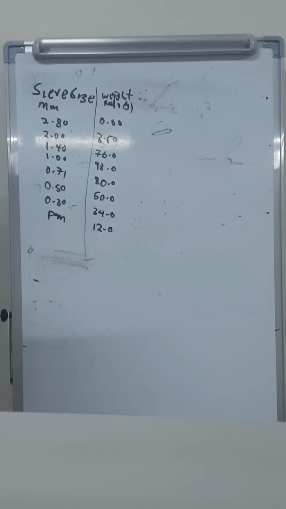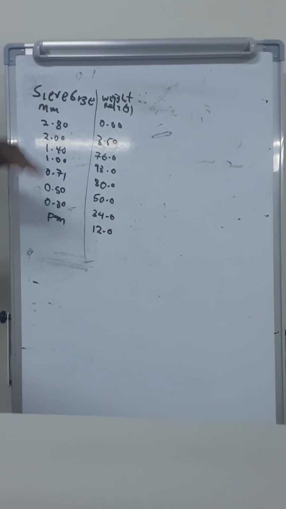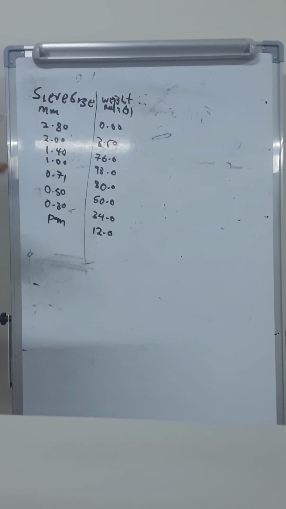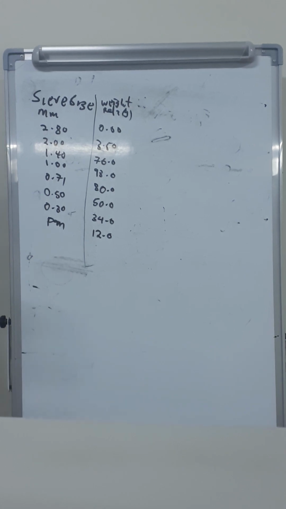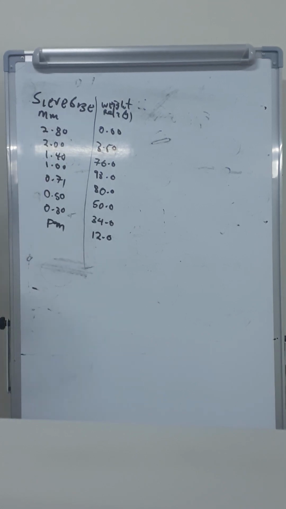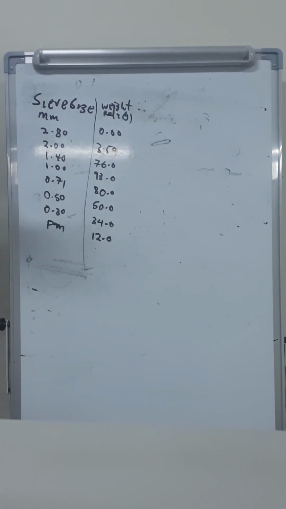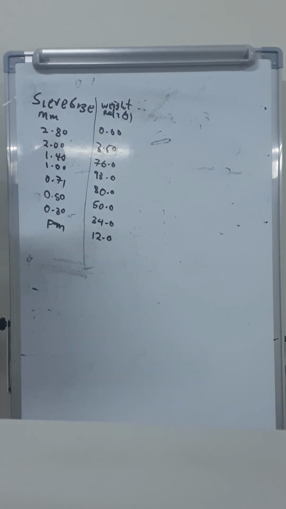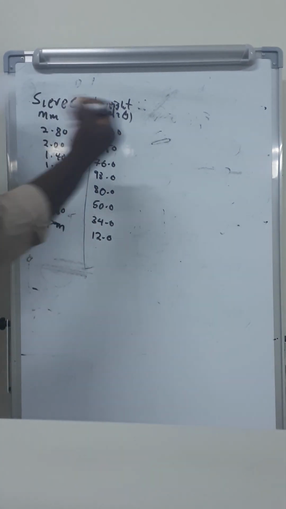So I was asked to plot a particle size distribution curve, calculate the coefficients of uniformity and the coefficients of curvature, and estimate the grade of the aggregates as well.